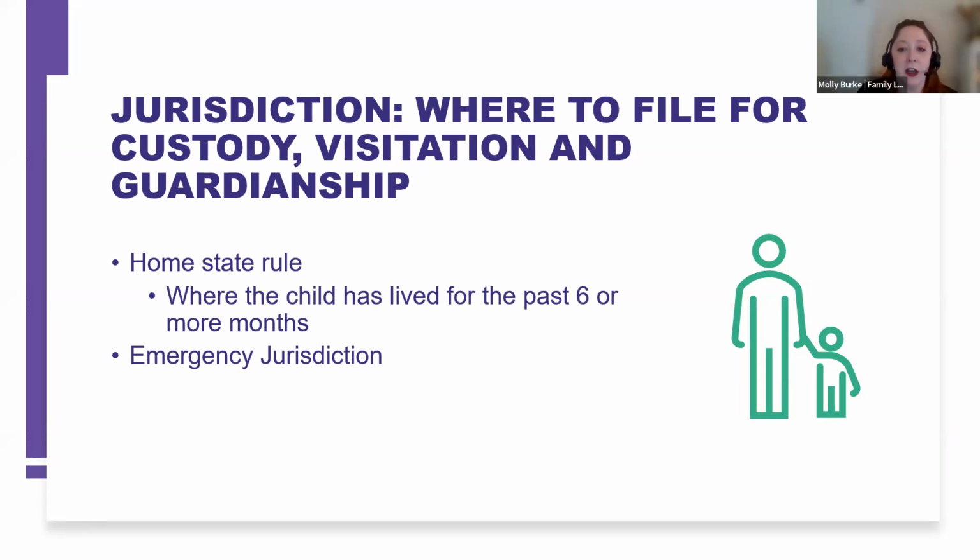Now, a court can take emergency jurisdiction, meaning they can make a decision about a case even if the child has not lived in the state for the required 6 months. This can happen only in certain circumstances, like if the child is in danger or if there's a domestic violence situation.